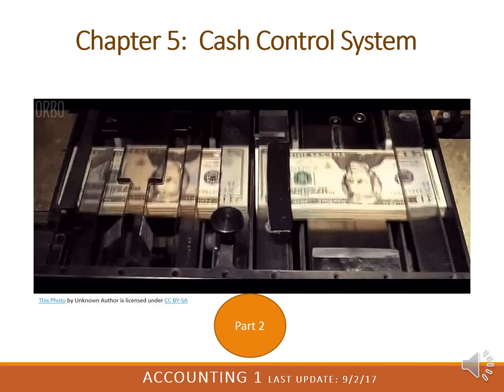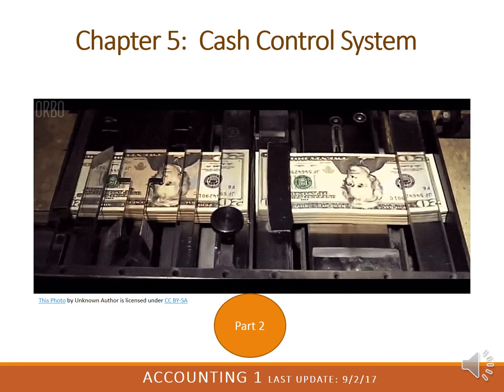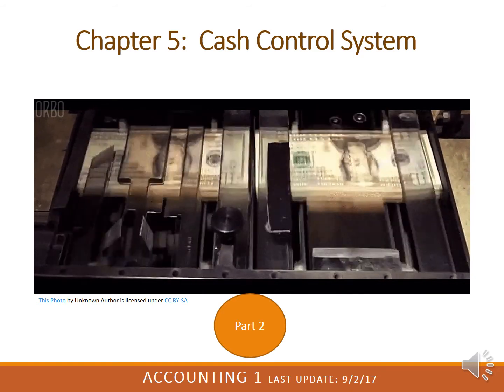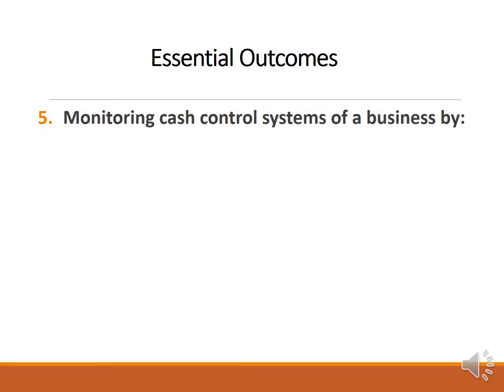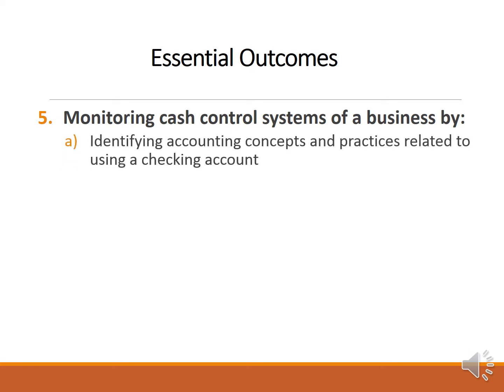Welcome to Part 2, Chapter 5, Cash Control System. The essential outcomes for Chapter 5. You will be able to handle checks, bank statements, EFTs, debit cards, and petty cash by A.